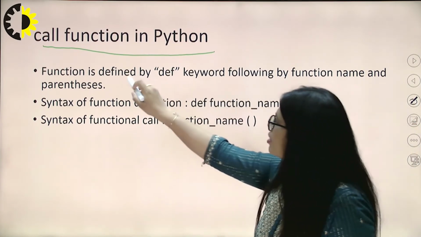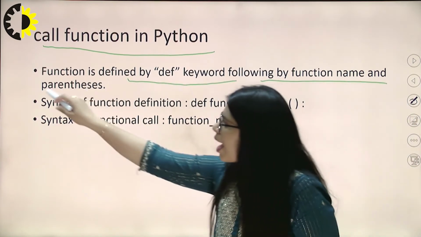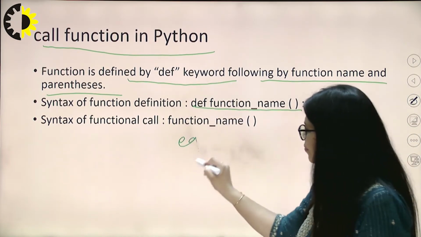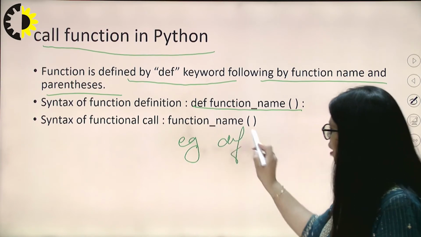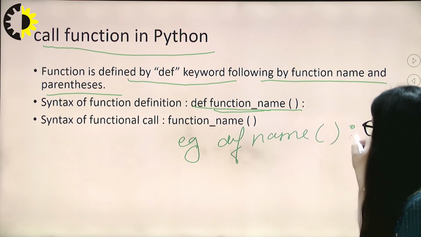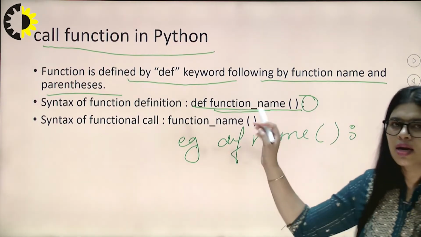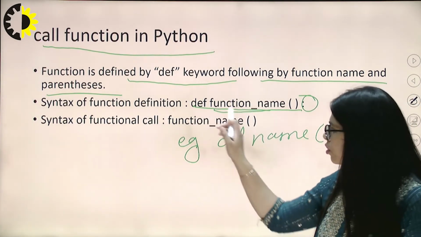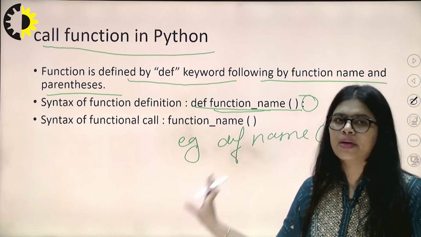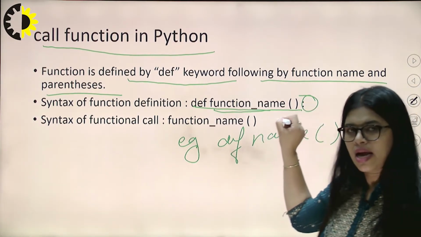A function is defined by the def keyword, you already know, followed by the function name, you already know, and parenthesis. This is the syntax of a function, just like this. For example, def, I want to take a function name like name only, then parenthesis and colon. The colon allows us to enter the body of a function, meaning what statements are written under the body of the function. It allows reading those statements and printing the value.